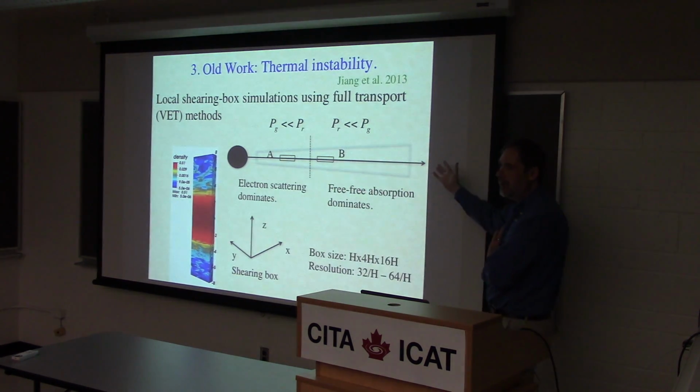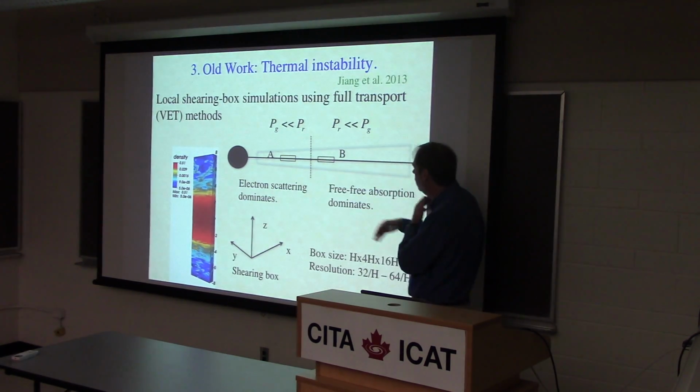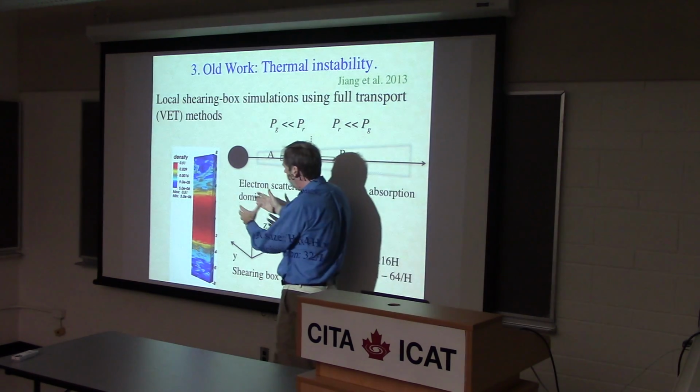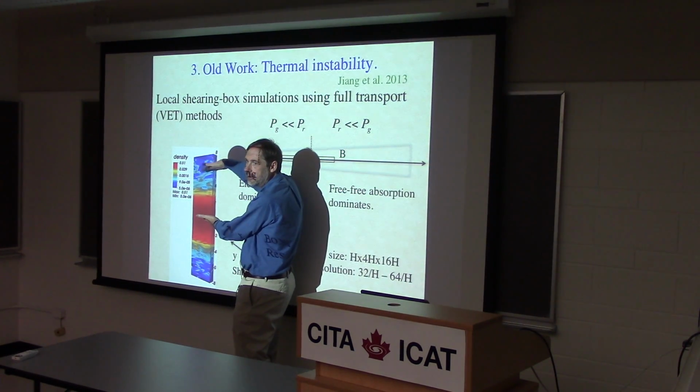The gas pressure dominates over radiation pressure. And here, electron scattering dominates in the inner regions and free-free in the outer parts. And we're going to do these local shearing box simulations with appropriate boundary conditions. They're going to be very tall, so they capture the photosphere of the disk.